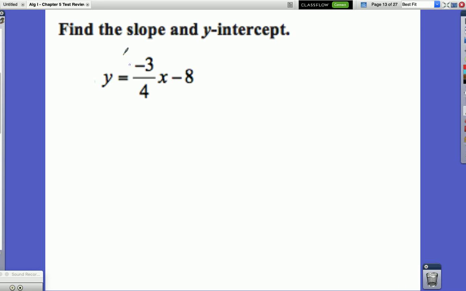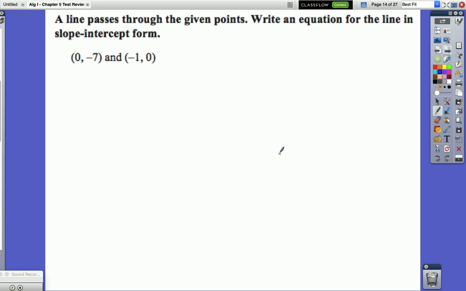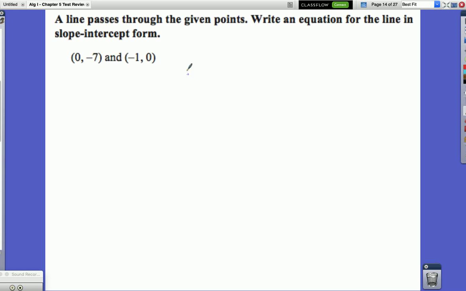Okay, same type of problem. Again, find the slope and y-intercept. We have y equals, so we can put m and b equals. So m is negative 3/4, b is negative 8. Okay, another one, writing an equation. Write an equation through these 2 points. Anytime we write an equation, y equals mx plus b, m equals and b equals.